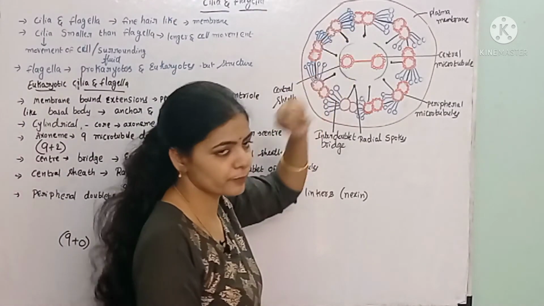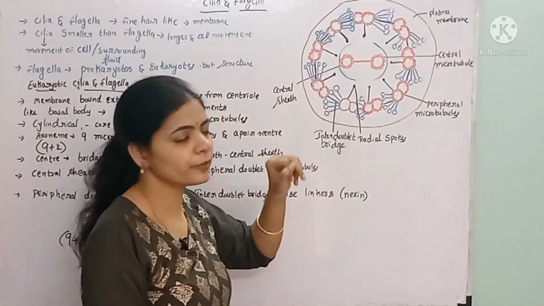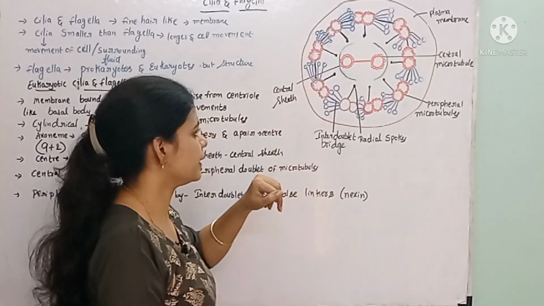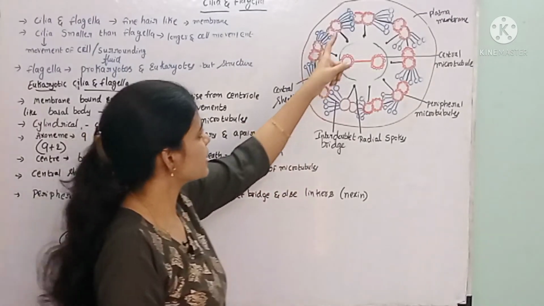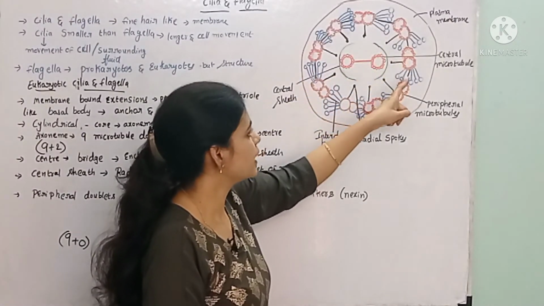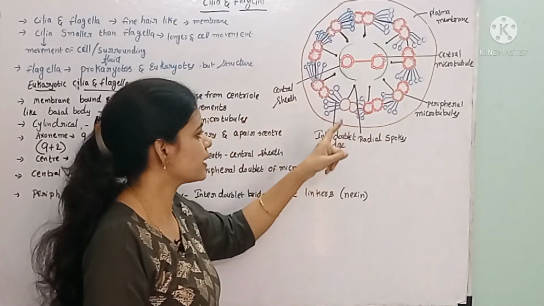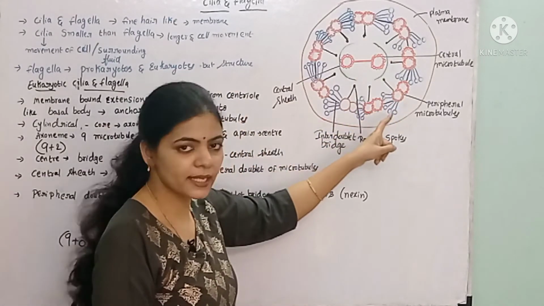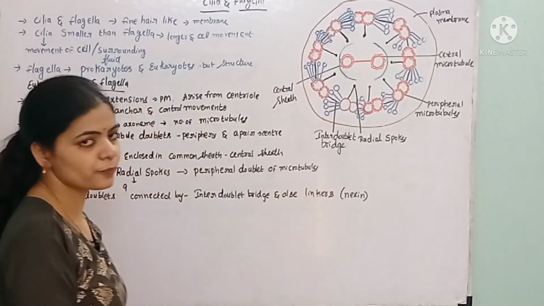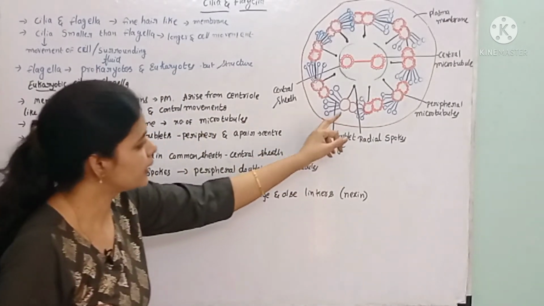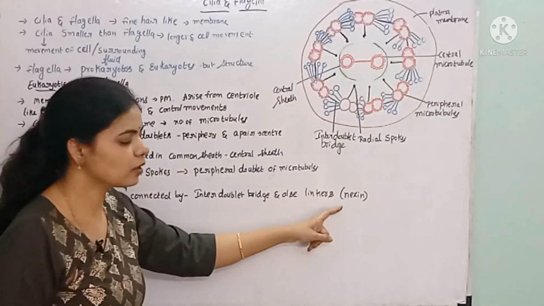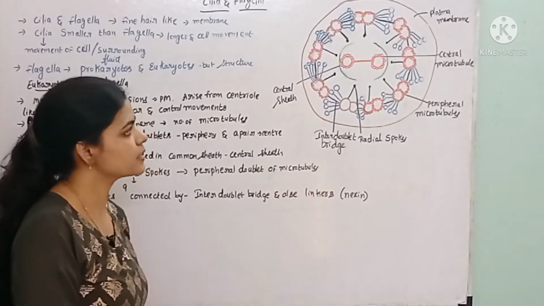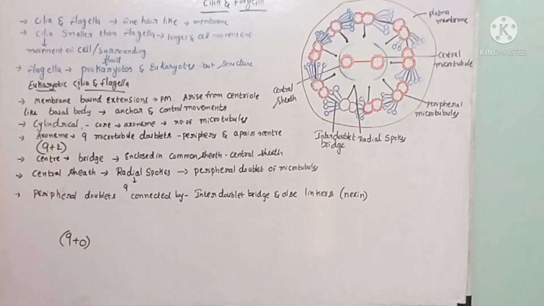And here, these peripheral tubules, see, peripheral tubules are present, right? These peripheral tubules are again connected by means of a bridge. Again, in addition to the bridge, there are some linkers. These are called linkers. Linkers are also present, which connect the doublets. And these linkers are made up of a protein called nexin. So this is about the structure of cilia and flagella.